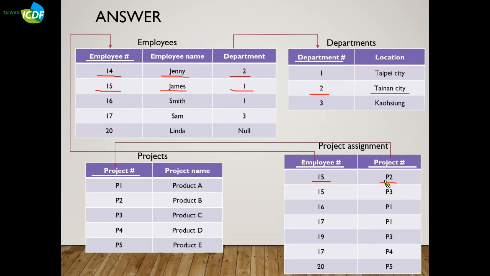Simultaneously, we also can use the foreign keys to help us obtain more information about these projects, P2, and then retrieve information such as the project name, Product B. After practicing this exercise, I think everyone can understand more about the concepts of foreign keys and their utilities in database operation.